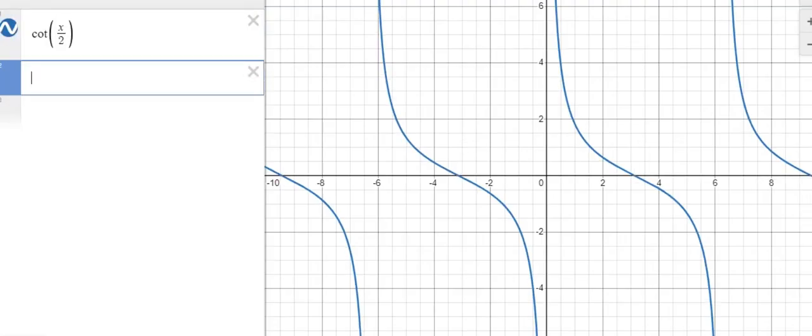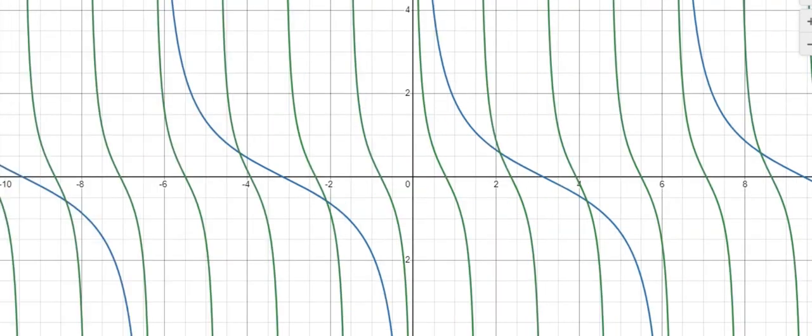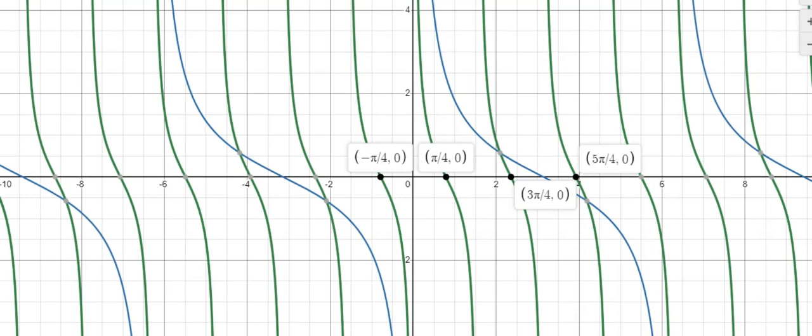Let me show you here. Cot 2x. Now the green graph is our answer. You can see the intercepts. Here it is more compressed horizontally, right? These are pi by 4 and minus pi by 4, and 3 pi by 4 means 135. 135 plus 90 is 225. So these are the asymptotes of the green one.